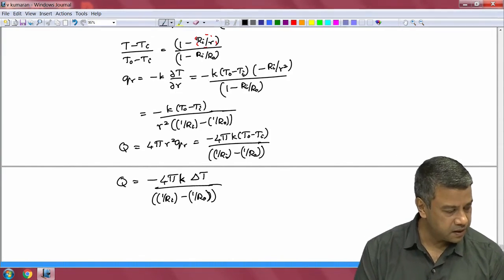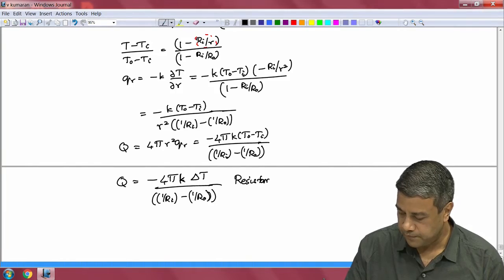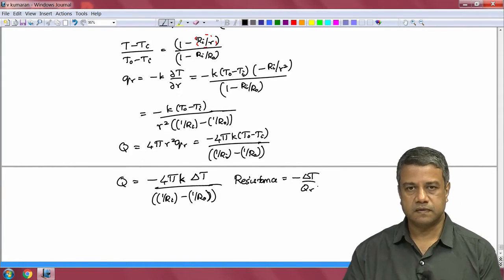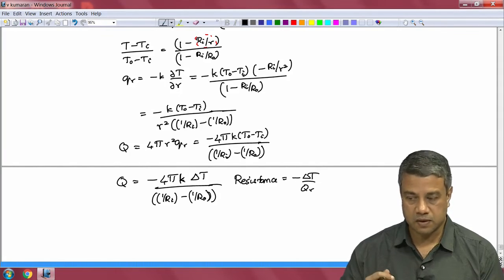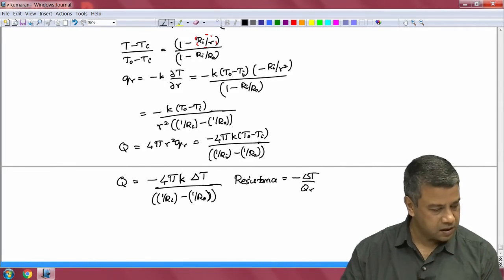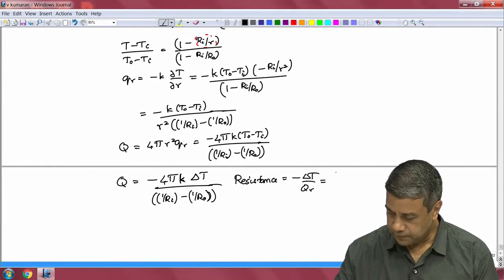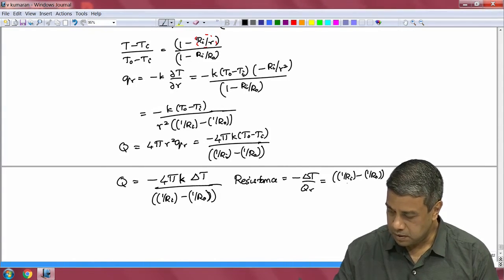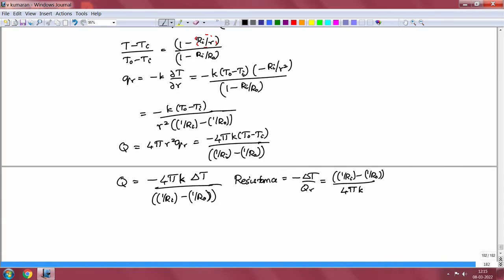You recall that we had defined the heat transfer resistance. The heat transfer resistance is equal to minus delta T by Q_r. For the heat transfer in a particular configuration, we had defined the heat transfer resistance as the difference in temperature divided by the total heat transfer rate. And that heat transfer resistance, in this case, is equal to (1 by Ri minus 1 by Ro) by 4 pi k. So, this is the heat transfer resistance in a spherical coordinate system.